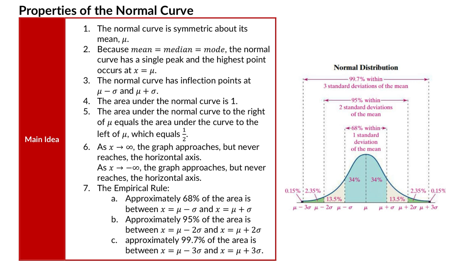Here's the things I need you to know. The normal curve is symmetric about the mean, mu. Because mean equals median equals mode, we also know that it has its highest point at mu. The normal curve has those inflection points. This is like a little summary page for you, by the way. It has those inflection points at mu plus sigma and mu minus sigma.